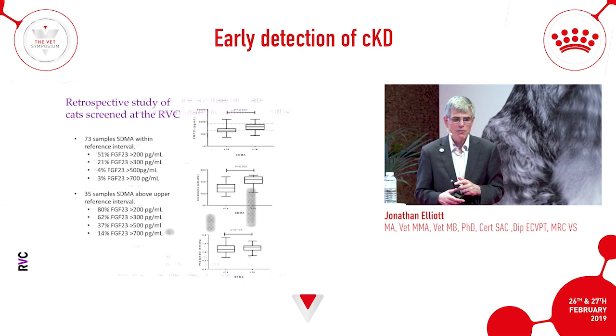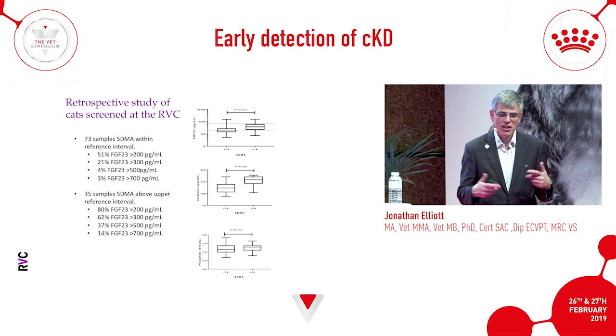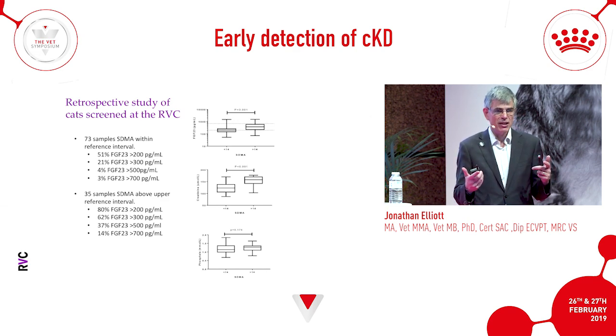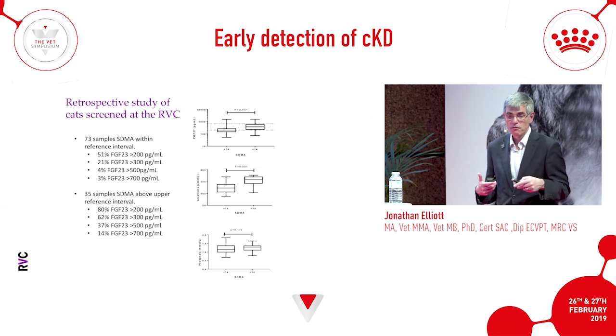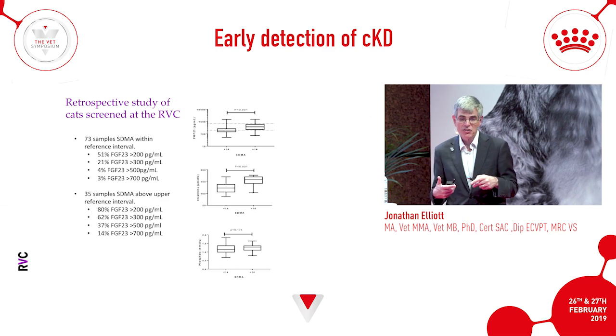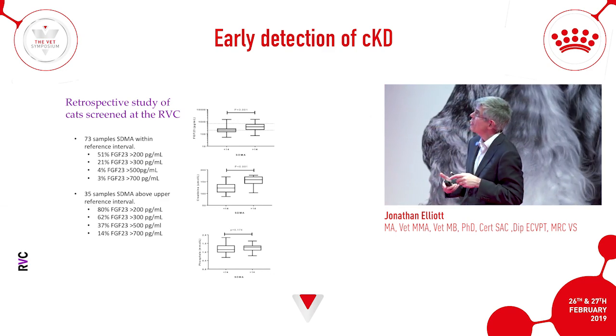If we then look at cats that are diagnosed based on SDMA as having early stage chronic kidney disease, and SDMA above 14, then we see how many of these have FGF23 above 300.